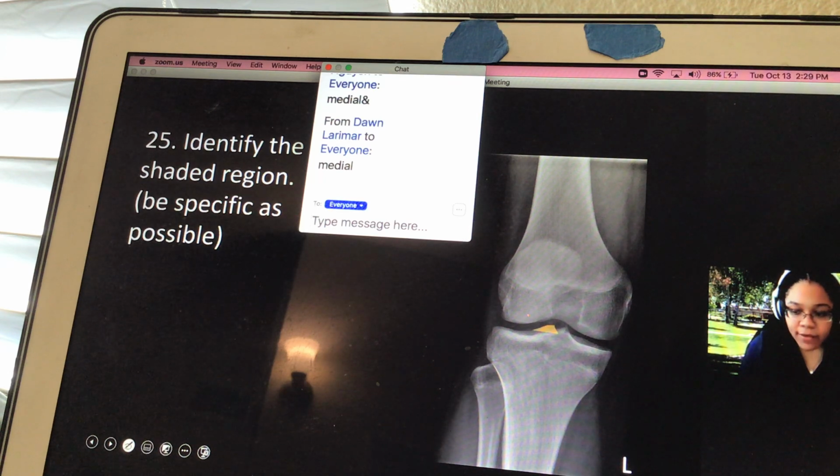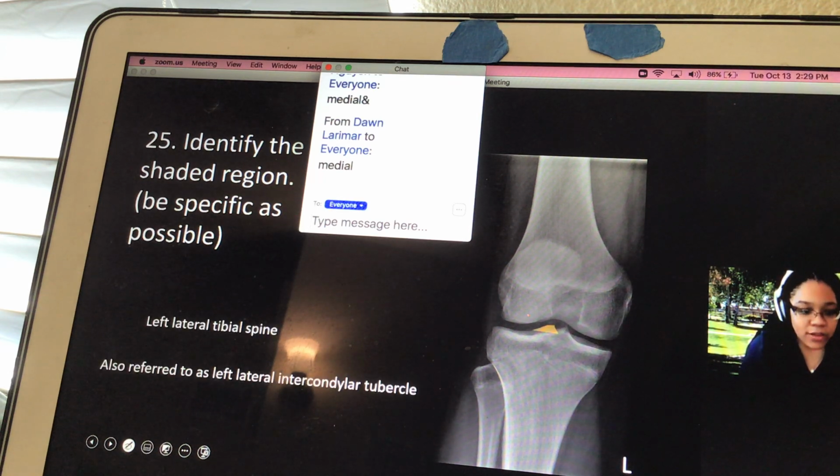And here we have the lateral one. And if there's ever any confusion which side is medial or lateral, just make sure to look at that fibula. Fibula is always lateral.